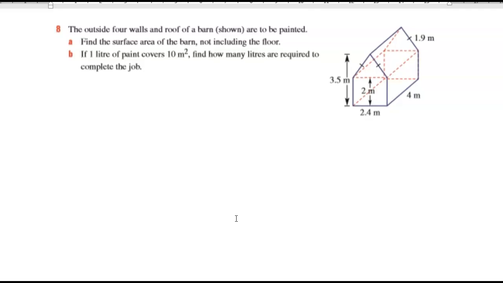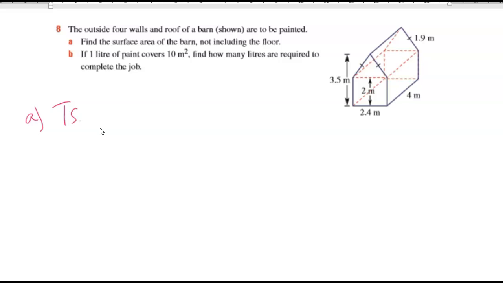Now, I don't think I'm going to do these questions because I'm looking at the time on the video and it's getting quite long. So I'm going to start you off and see if you can keep going. So question 8, the outside 4 walls and roof of a barn shown are to be painted. Find the surface area of the barn, not including the floor. So when we're thinking about our total surface area, we don't include the floor. And if 1 litre of paint covers 10 metres squared, find out how many litres are required to complete the job. All right, so let's look at question A first.